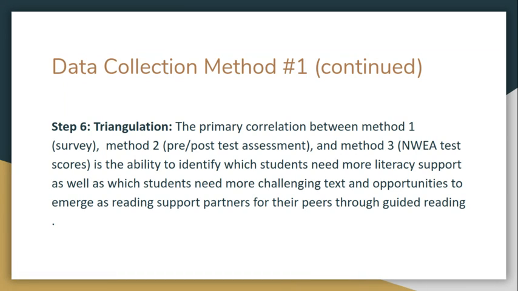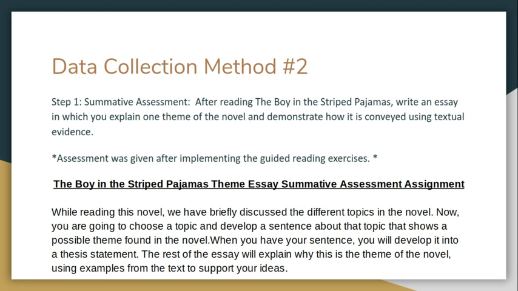Step 6, triangulation. The primary correlation between method 1 survey, method 2 pre-post-test assessment, and method 3 NWEA test scores is the ability to identify which students need more literacy supports as well as which students need more challenging texts and opportunities to emerge as reading support partners for their peers through the guided reading process.